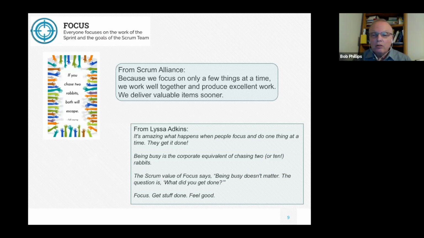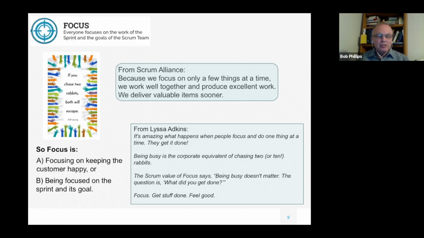Busy people are the corporate equivalent of chasing 2 rabbits, and the Scrum-based focus says that being busy doesn't matter. It's really what did you get done? And that's really what it's all about. It doesn't matter that you're totally busy and running from meeting to meeting, but what actually did you accomplish? What did you get done for the day?